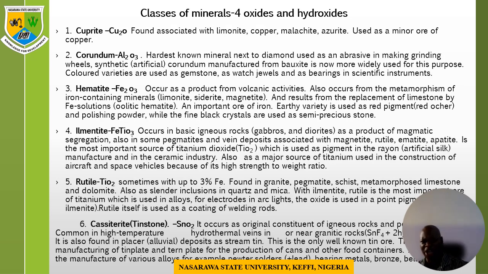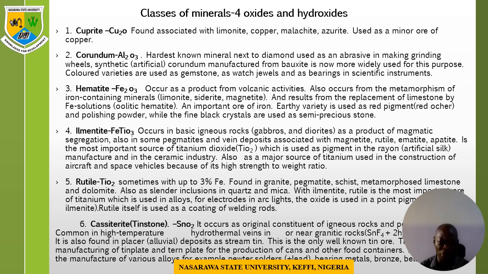Now, classification of minerals based on oxides and hydroxides. Those ones are the cuprite, found in the limonite, copper, malachite, azurite, used as a major ore of copper. The second is corundum, the hardest non-metallic mineral next to diamond, used as an abrasive in making grinding wheels. Synthetic artificial corundum manufactured from bauxite is now more widely used for these purposes. Color varieties are used as gemstones, as watch jewels, as bearings in scientific instruments.